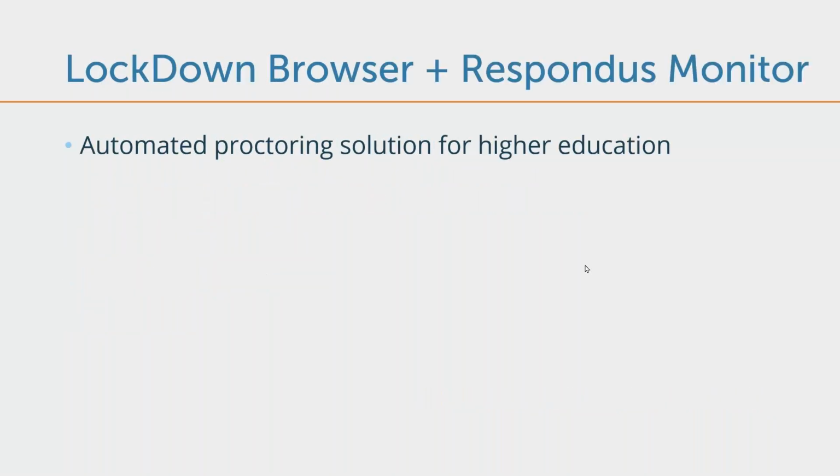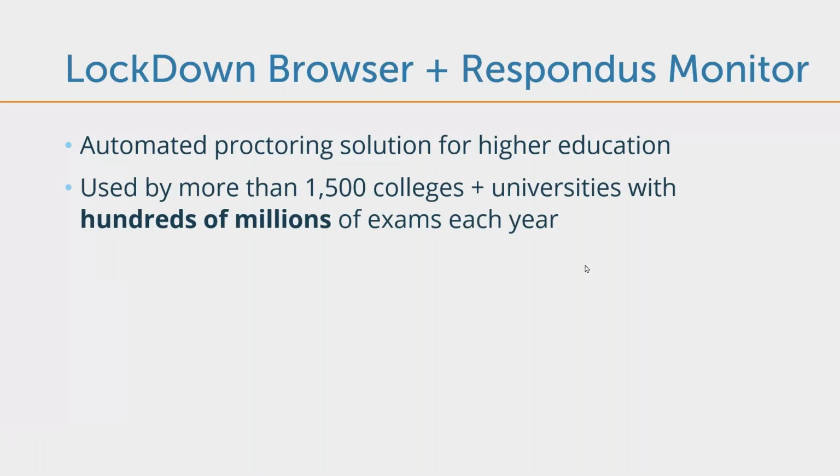All right, so let's jump in. Lockdown Browser and Respondus Monitor are really the two applications that make up our automated proctoring solution for higher education institutions. These applications together are used by more than 1,500 colleges and universities all over the world, with hundreds of millions of exams each year. And they support a lot of different online testing scenarios at an institution.